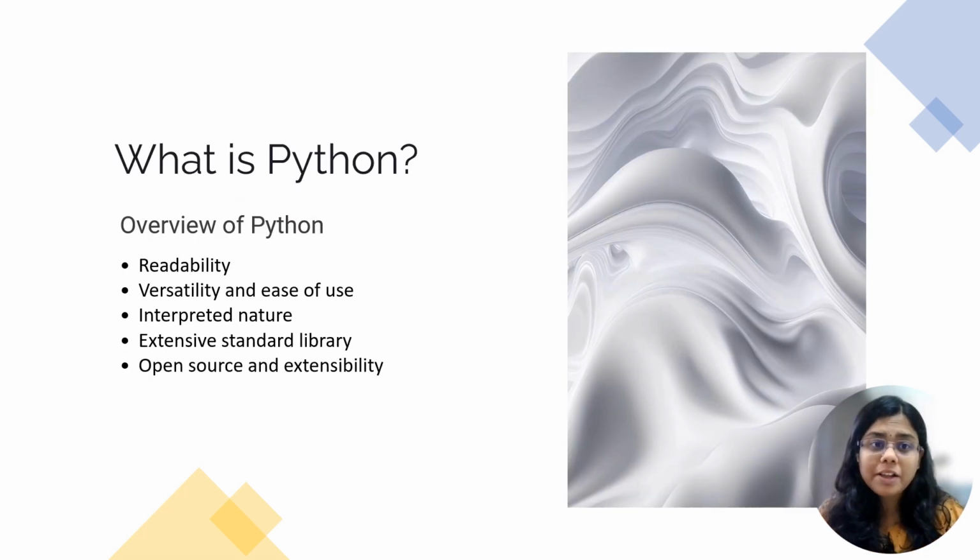So, what is Python? Python is a high-level interpreted language. It is known for its simplicity, readability, and versatility. So, we see that it has these properties. One is readability, versatility and ease of use, interpreted in nature, extensive standard libraries, and open source and extensibility.